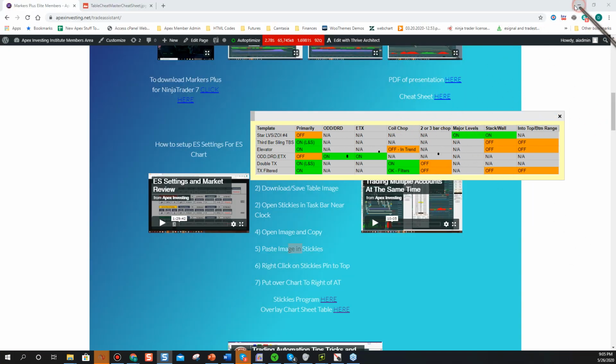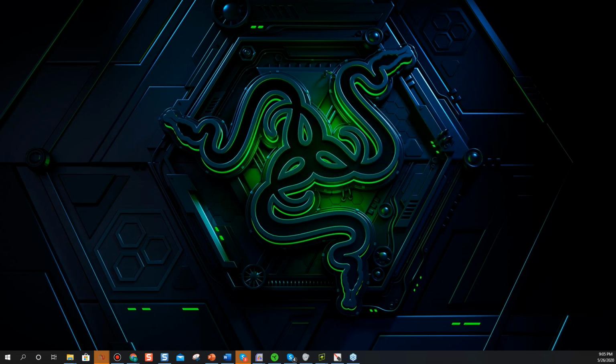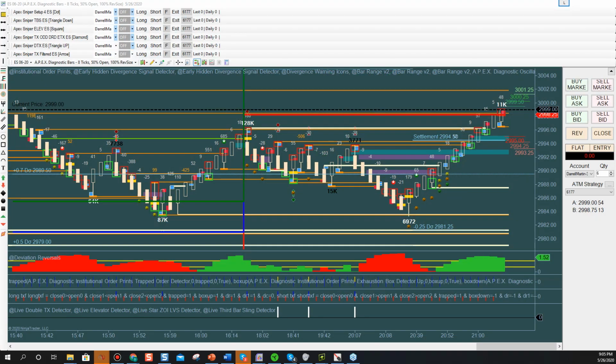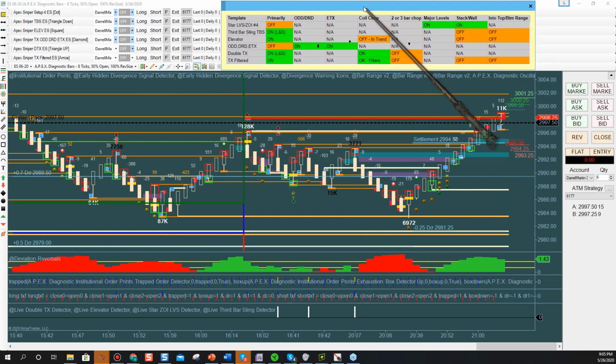And then let me shrink all this. Didn't mean to shrink that. Let's see here, 1 second. Open up ES. There we go. And I can put this sticky note right up here.